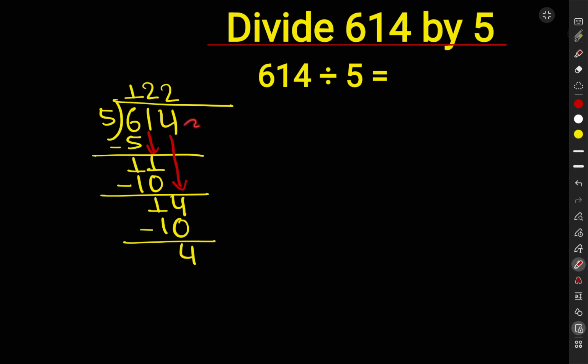So now we have no other number to put down. So we take here decimal, so that we put 0. So it is 40 and 5 times 8 is 40. On subtracting we get 0. So 614 divided by 5 is 122.8.